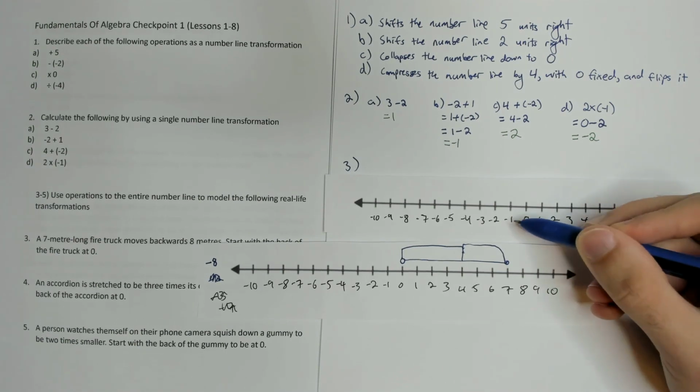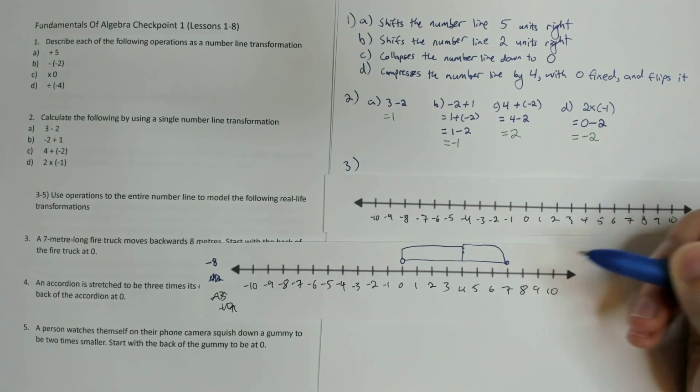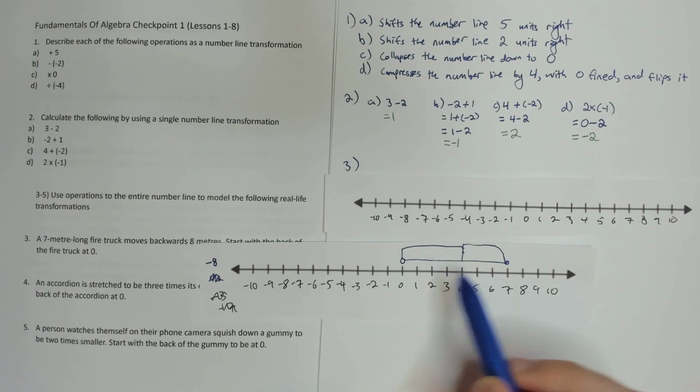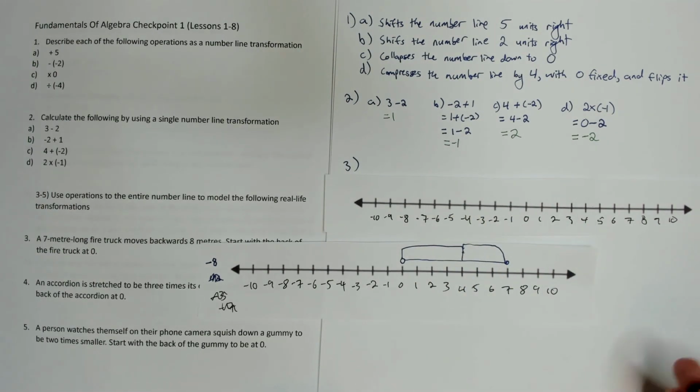The back of the truck was at 0, but now the front of the truck lines up with negative 1, and we can figure out at any point in this truck where that will line up with, because we moved the entire region by 8 meters backwards. All right, so that's the modeling of part 3.